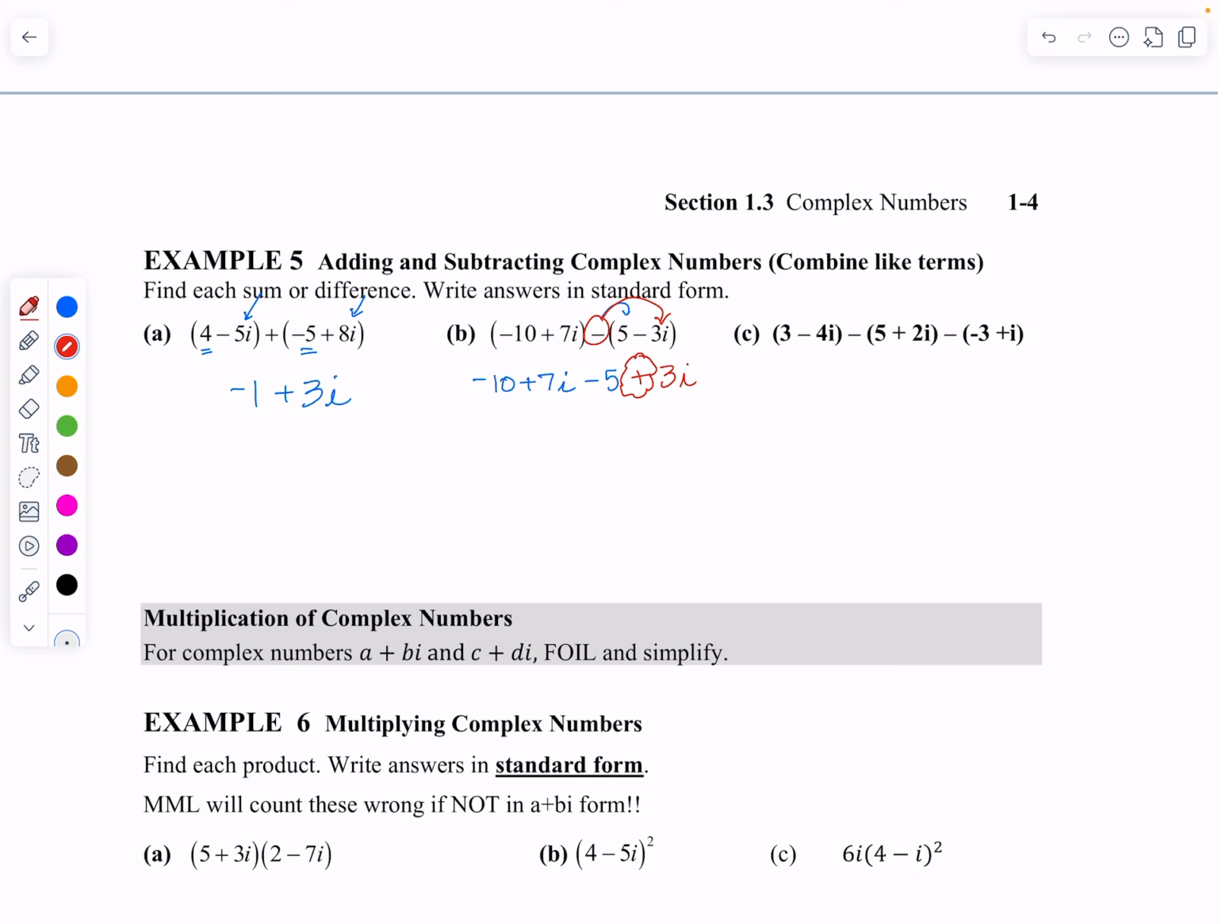Once you do that, then we're just combining like terms. So that's going to give me a negative 15. And then my i's, 7i plus 3i, that's going to give me 10i. So that would be my final answer.